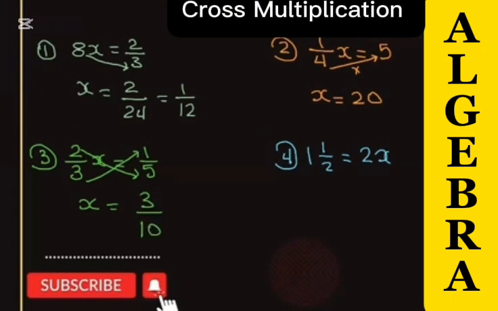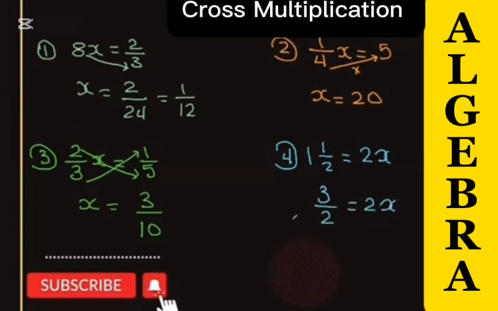Now, my last question, can we cross multiply right away? No, you can't. Change this to improper fraction first, and then you could cross multiply. So changing to improper fraction, you go 1 times 2 is 2, plus 1 is 3. So this gives you 3/2 equals 2x.